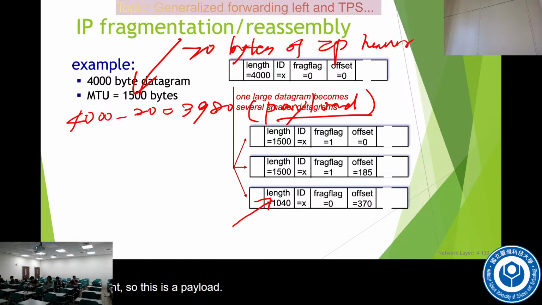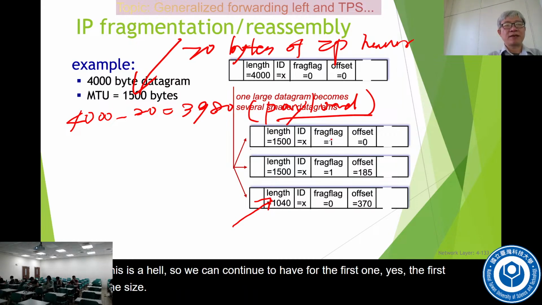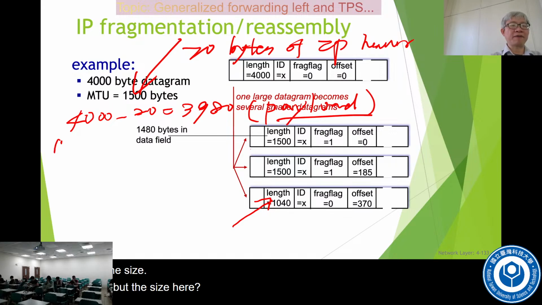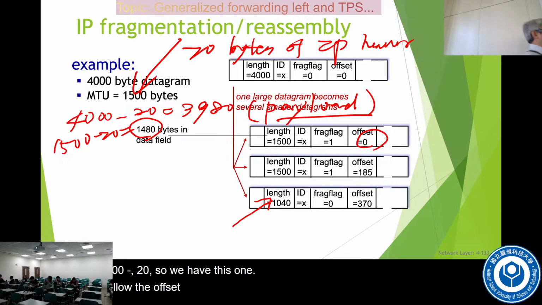Okay, this is a payload, so we can continue with the first one. The size is this, but the size here. Likewise, we have 1,500 minus 20, so we have this one. And for the offset, the first one starts from the starting point, which is 0.